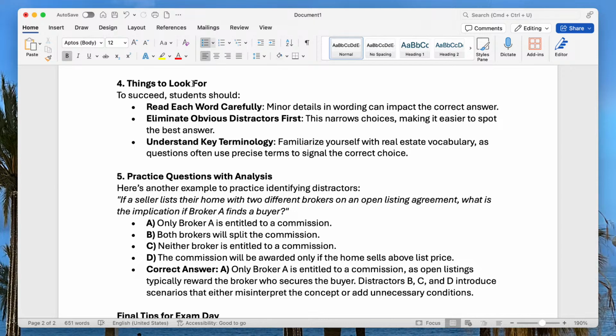Now, 4 things that I mentioned in the blog. If you want to succeed, you have to read each word carefully. I think this is so critical here. Minor details in wording can impact the correct answer.